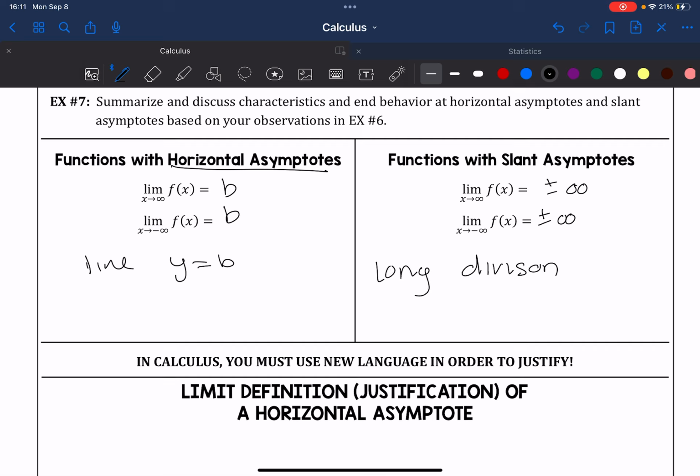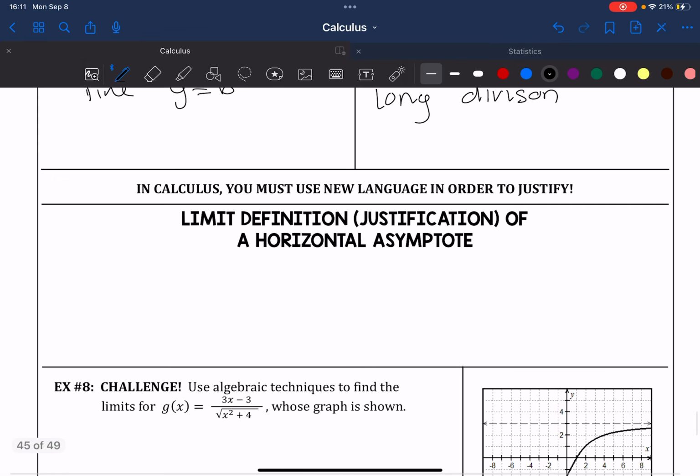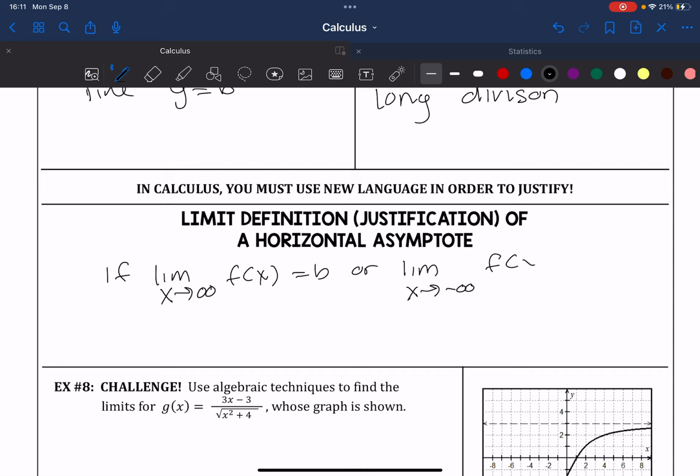Okay. So turning this into a formal definition for horizontal asymptote, we said if the limit as x approaches infinity of f of x is equal to b, or the limit as x approaches negative infinity of f of x is equal to b, then y equals b is a horizontal asymptote. So if either side of the limit, as it's approaching infinity or as it's approaching negative infinity, is going to give us b, then we know we have a horizontal asymptote at y equals b.